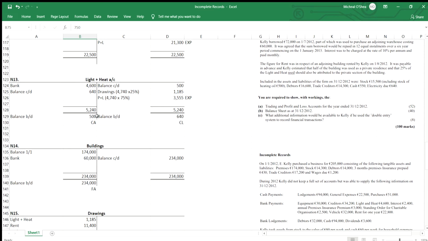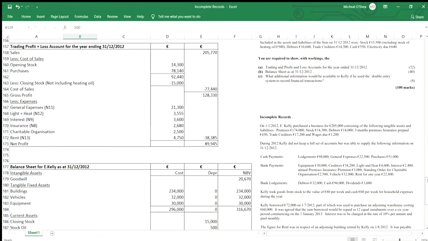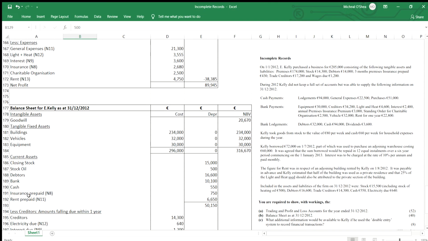Light and heat 500. Again, that's my stock at the end. That's a fixed asset, so we're not looking at that now. And that's it. So let's include all of those. I have my insurance, my rent, my cash, my bank. They're all the figures that we found. Total current assets is 50,150.